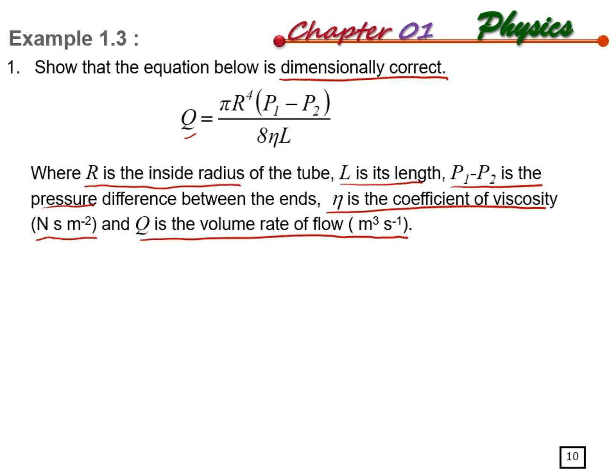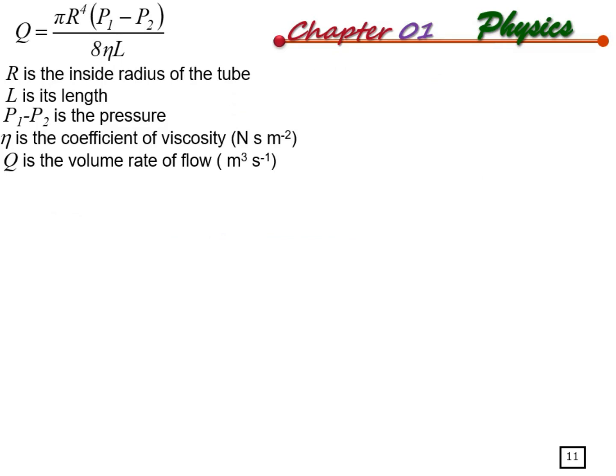So how do we show this equation is dimensionally correct? We must do it part by part, which is the left hand side first, and then the right hand side. Okay, so we go for the left hand side. Q is given the unit m cubed s^-1. So the dimension of Q, you must put brackets, so m refers to capital L, so L cubed, and s refers to T, per T. So the dimension of the left hand side is L cubed per T. Now we must do the right hand side.